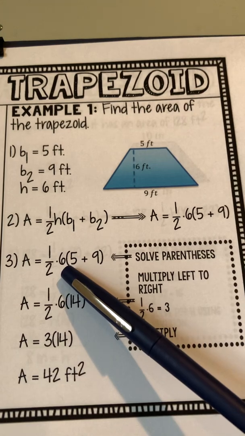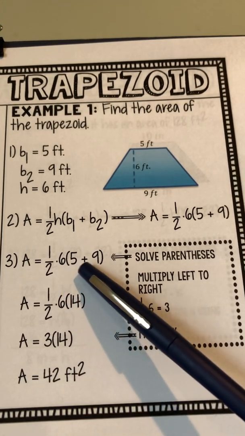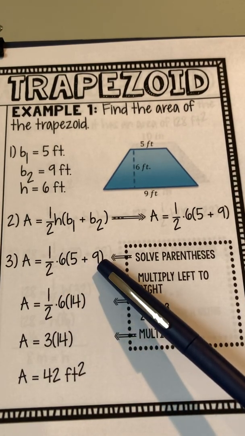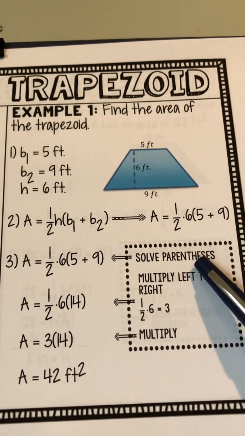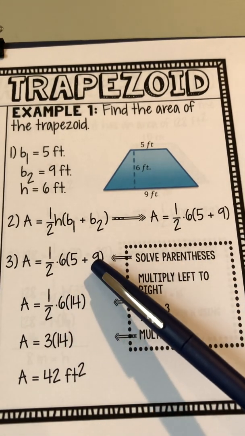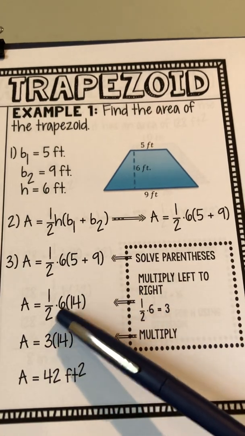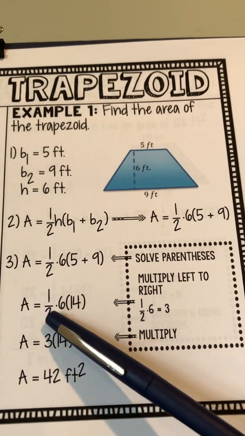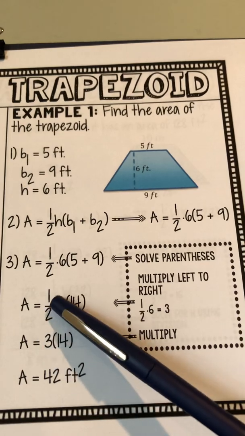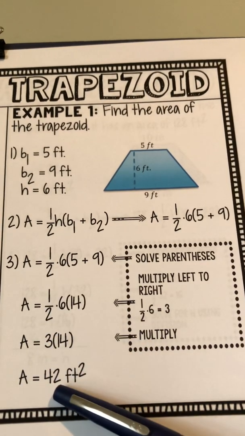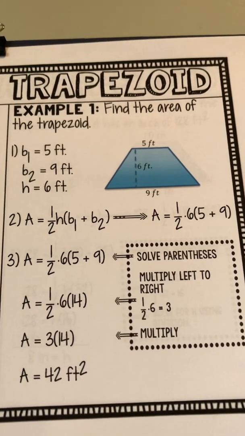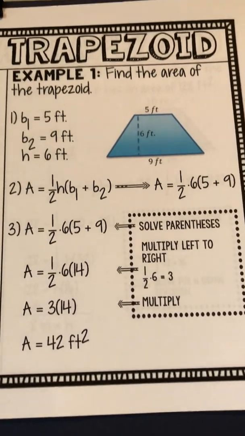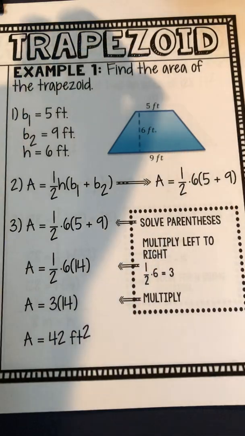So we have the 6 is the height, and then we're adding together the 2 bases, 5 plus 9, okay? We use parentheses, so we need to do what's inside of the parentheses first. So 5 plus 9 is 14, and we still have 1/2 of 6. We could have simplified this here too. 1/2 of 6 is 3. 3 times 14 is 42. So 42 feet squared is how we would find the area of this particular trapezoid, all right?